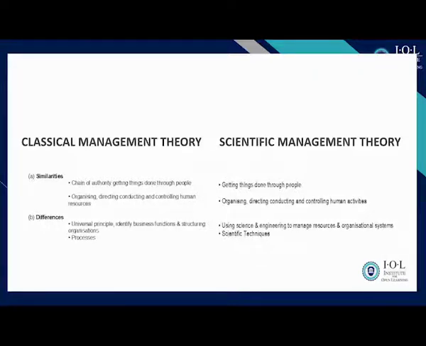So those are similarities. The differences: in terms of classical management theory, it's a universal principle. It identifies business functions and structuring organization, and there are processes, as opposed to scientific management where there are scientific techniques involved. In terms of classical management, processes. And scientific management also is using science and engineering to manage resources and organizational systems.